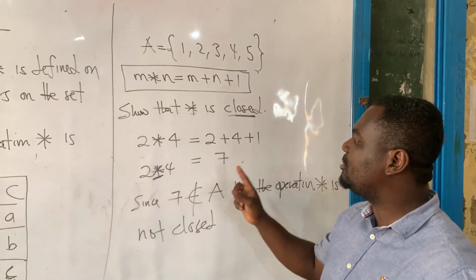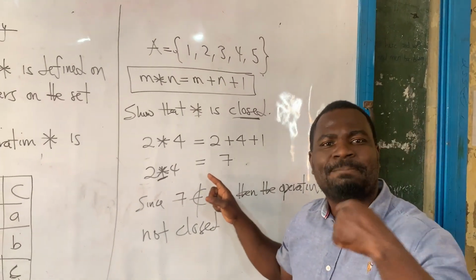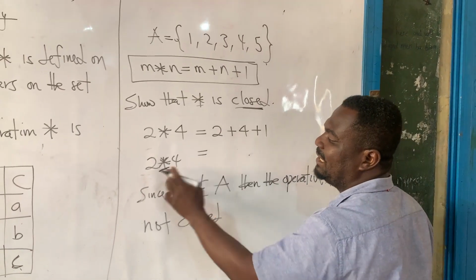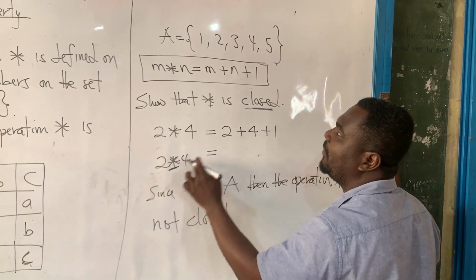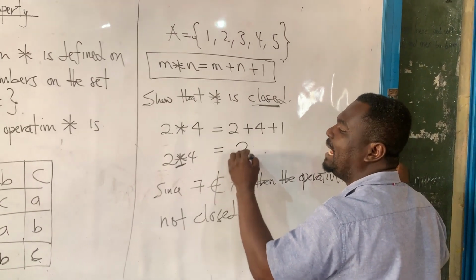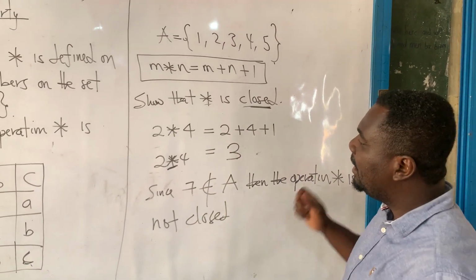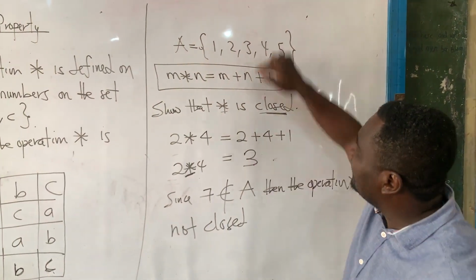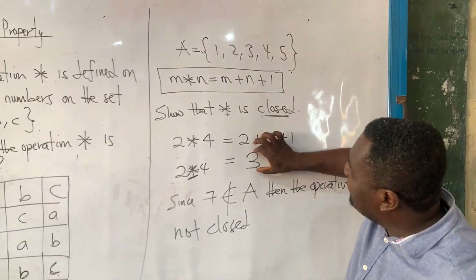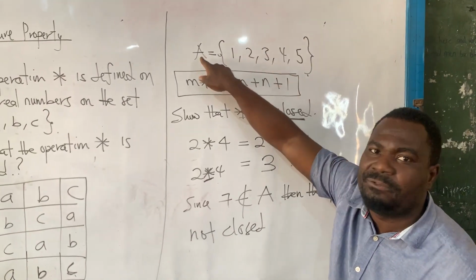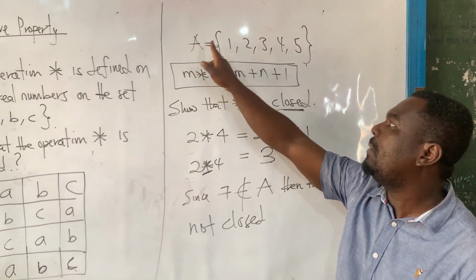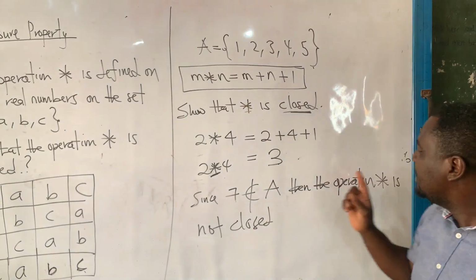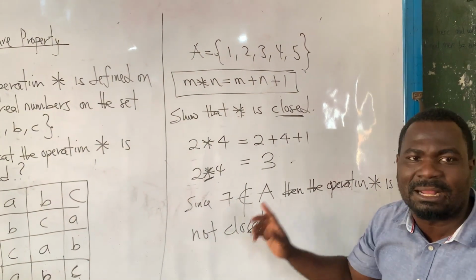So for it to be closed, we were expecting that after solving 2 star 4, we had the answer to be like, what? 3. And from the set A, can't we see 3 here? So once 3 is a member of the given set, then we can say that the operation star is what? Closed.